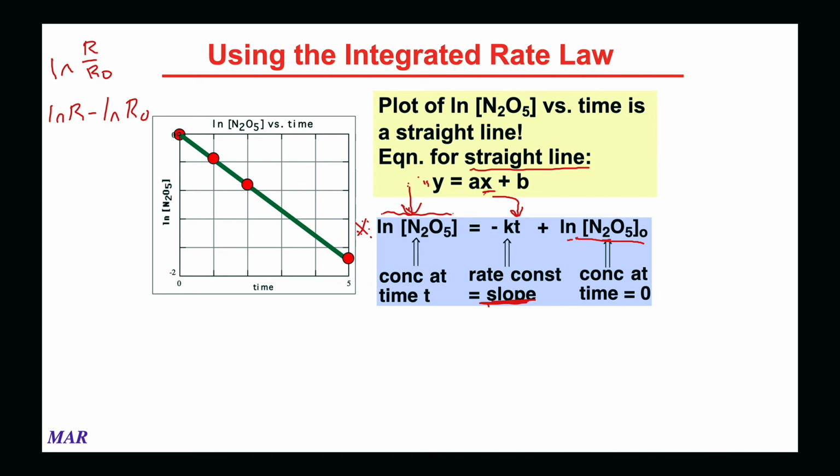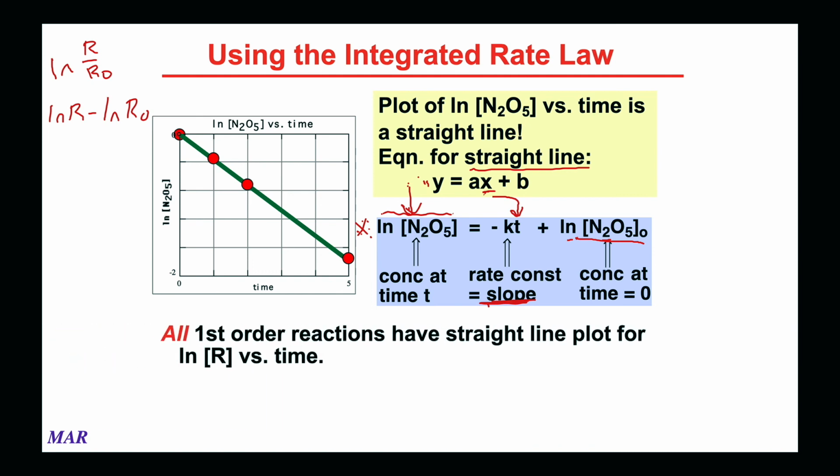Slope equals negative k, so negative slope equals k. This is the coolest way to find rate constants, hands down. And also, we're going to see sometimes it's difficult to figure out the amount of reactant you started with. Well, if you do natural log concentration versus time, y-intercept equals natural log N2O5 at 0. So you take the anti-log of both sides, that's going to give you the initial concentration.